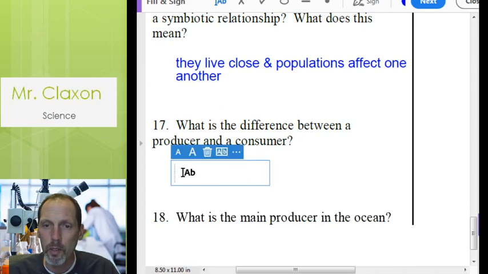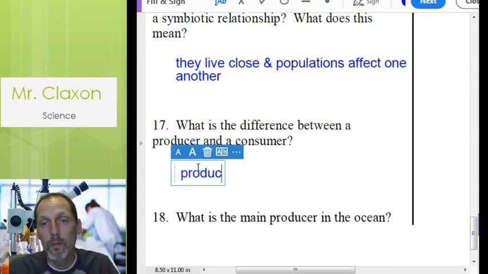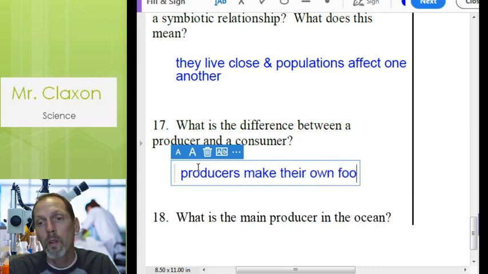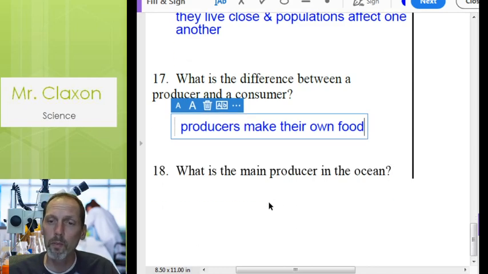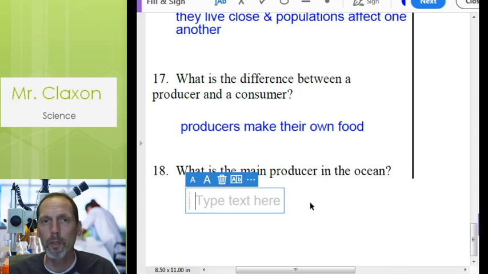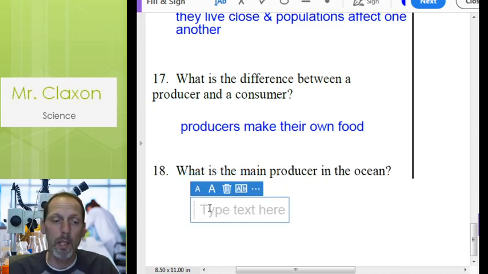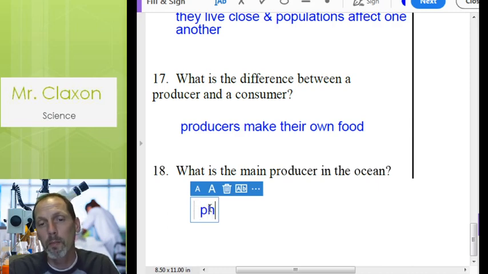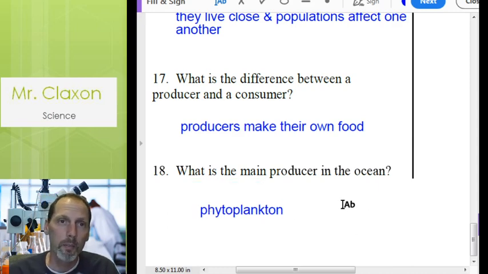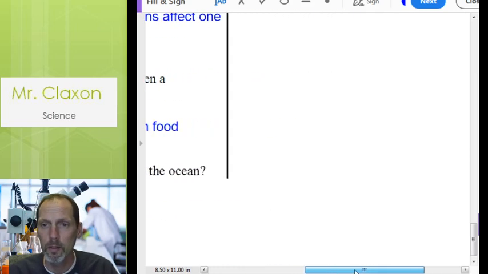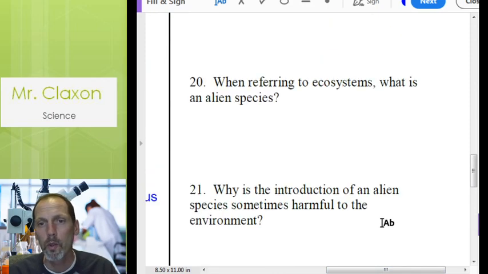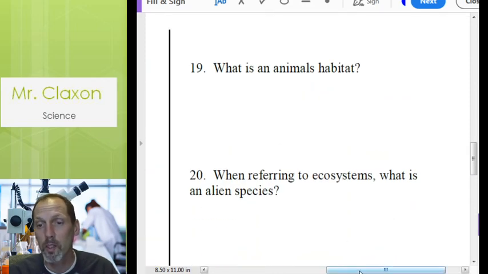So the difference between a producer and a consumer. Well, producers make their own food. Consumers will eat food from a producer or another consumer. Alright, in the ocean, what's the main producer? You might be thinking plants, but actually it's plankton. And we call them phytoplankton. Again, we don't appreciate that. They actually produce quite a bit of oxygen also, and are very important for ocean food chains, especially in the open ocean. They just float around and provide food, start the food chain.